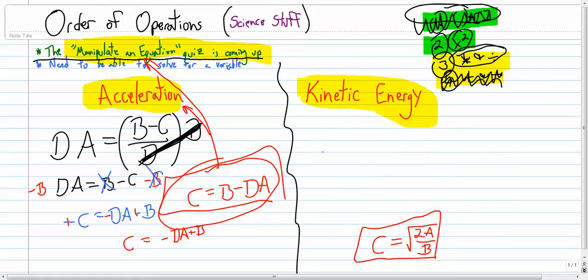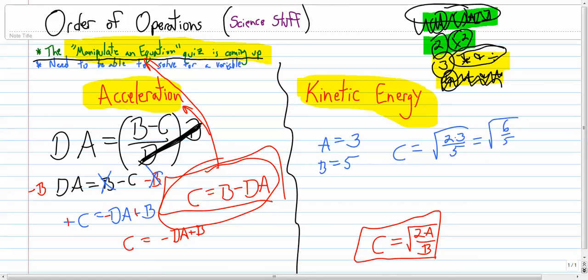So what if I actually gave you some numbers here? What if I said a was 3 and b was 5? Then I would write my equation and fill in those numbers. A is 3 and b is 5, and I would have 2 times 3 on the top. So I'd have the square root of 6 over 5.